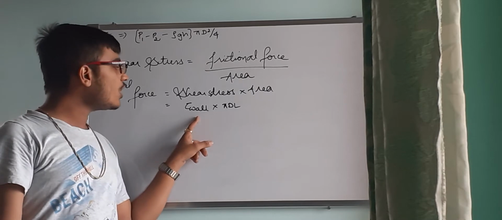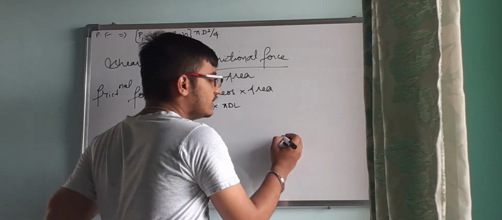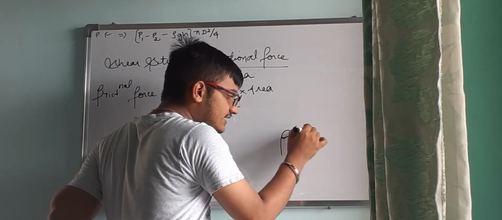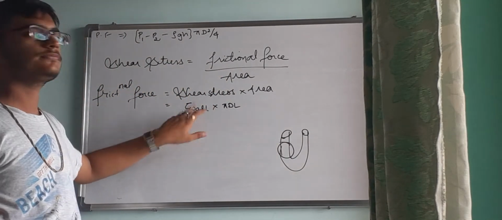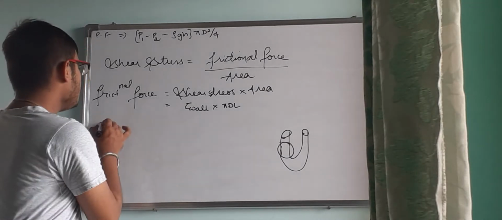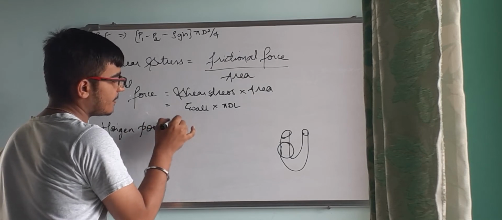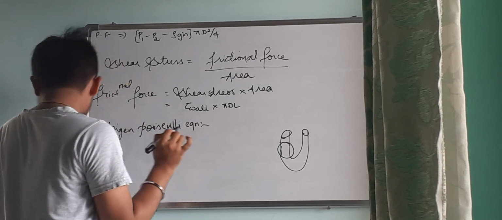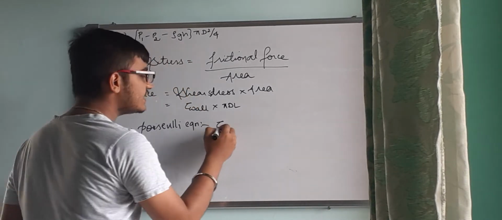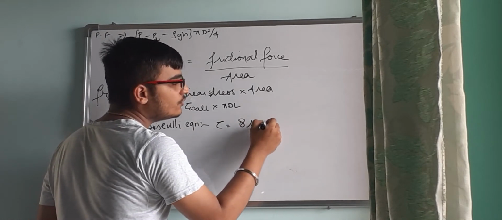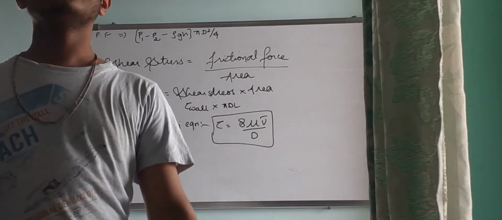Okay, so why have you taken stress of the wall, tau wall? Because generally the frictional force is developed because of these walls, so the stress is also developed on these walls. Now from the Hagen-Poiseuille equation, which you have already derived in your fluid mechanics, we have shear stress is equal to 8 mu V bar by D.